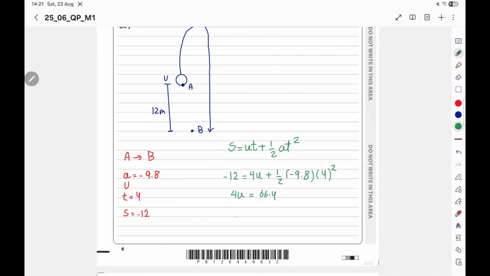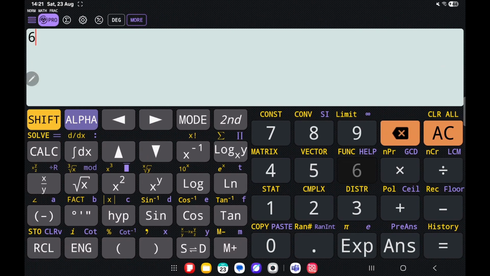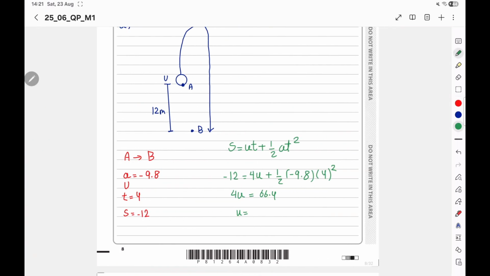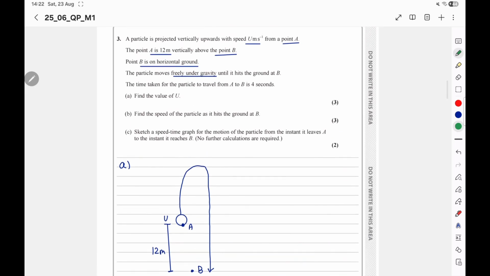That gives 66.4. 66.4 divided by 4, u equals 16.6 meters per second. This is part A, find the value of u.